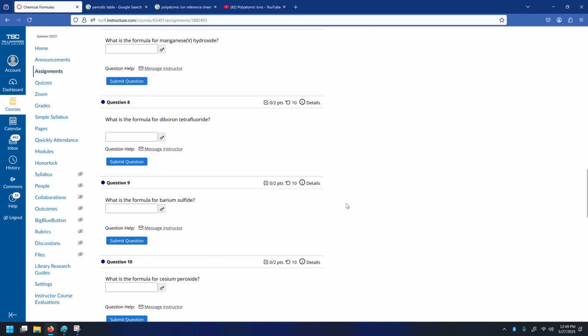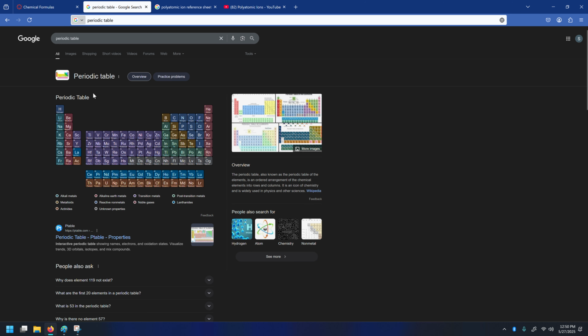Okay, let's try another one like that one. Let's do diboron tetrafluoride. So, diboron tells me that we are going to have a covalent compound because we have the Greek prefixes. Di means 2, tetra means 4. And so I'm going to have B subscript 2. Boron from our periodic table is this guy right here.